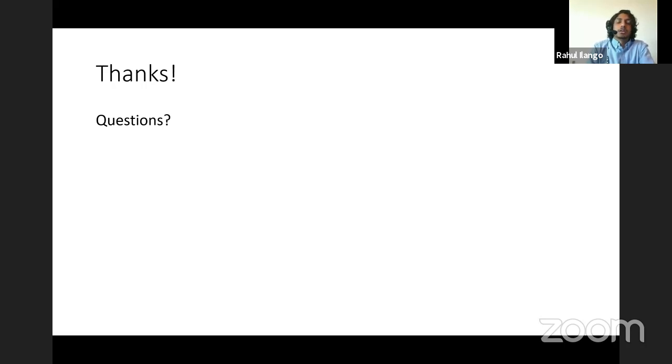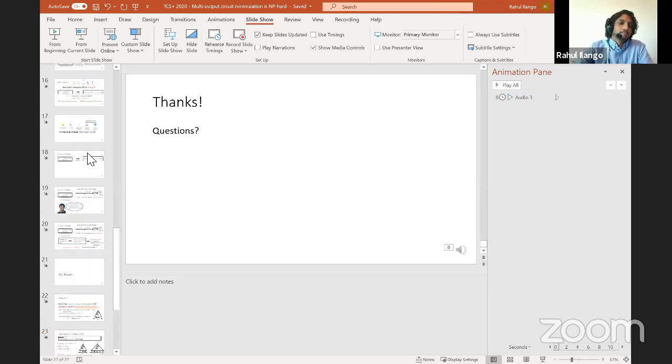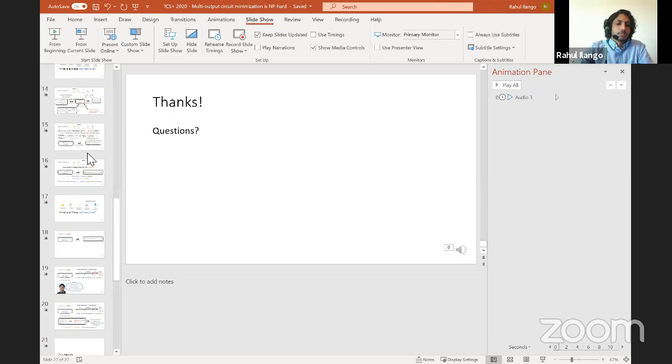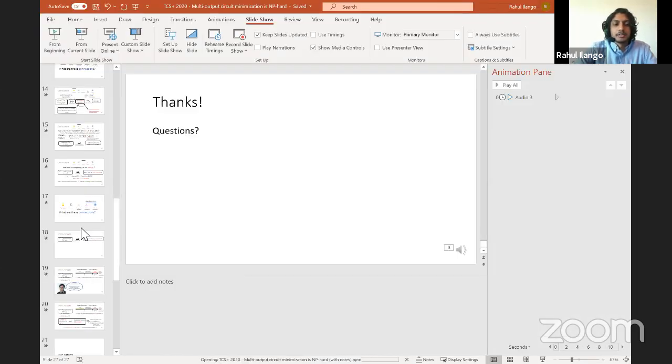Then Shachar's question was, can I say something about how the randomized reduction for helper MCSP works? Yes, I can say something about that. I made a bonus slide. Let's see, how do I access this bonus slide? Oh, okay. I thought I made a bonus slide. I think maybe it's in another copy of my PowerPoint. So I'll just describe it. Maybe I can find my other PowerPoint. Sorry about this.